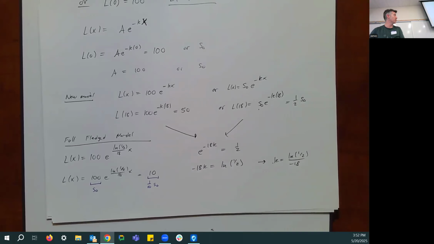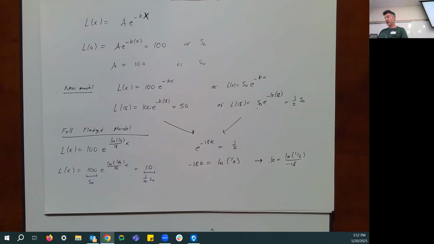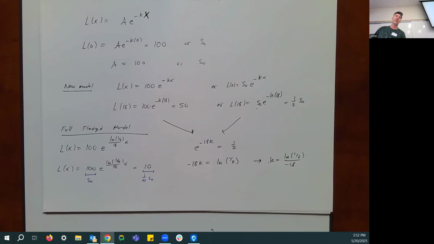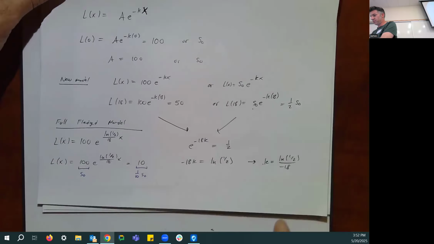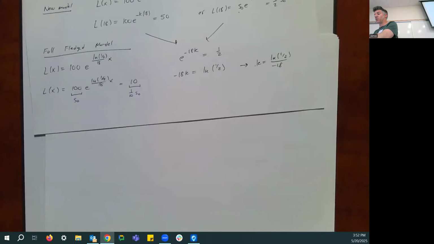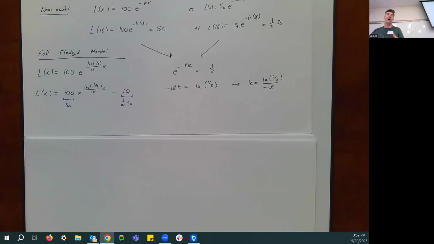And either way, when you go to the next step and try to solve for x, you're going to get 1/10 on the right-hand side of this equation. Because 10 over 100 is 1/10, and 1/10 s naught divided by s naught is also 1/10. So either way, it works out the same way. So the point there is that you really don't need to know what the surface level value is.